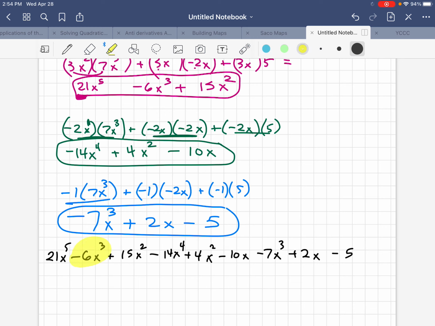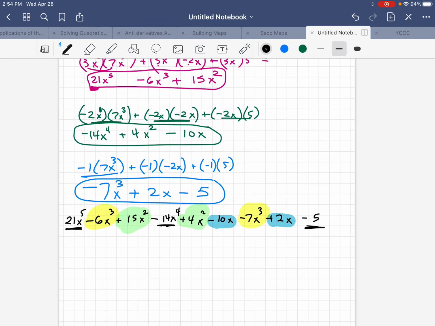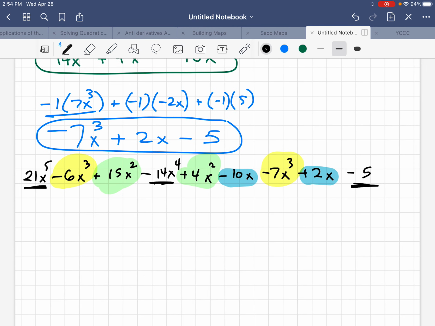There's an x to the third here, and there's an x to the third there. I'm going to look for any squareds. Oh, there's another one here. It looks like there's only one of the x to the fourths and x to the fifths and the constant. But there are two of the linear terms, x to the ones. Okay, and now I can really make this come together.